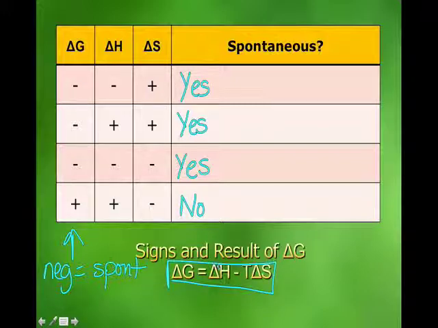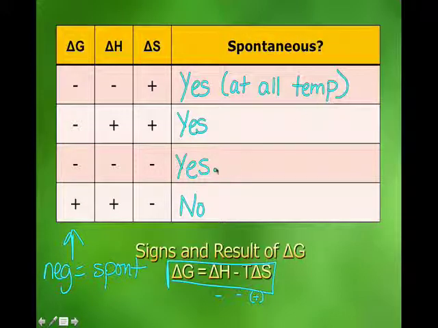If we look at this first one, delta G is negative, so it's spontaneous. But if we think of delta H and delta S here, delta S is positive. So if delta S is positive, no matter what the temperature is, I'm going to keep subtracting, and this is going to be a positive. So this is going to be a negative minus a positive, which is just going to make it more negative. So this is yes, and this is going to be at all temperatures. So no matter what the Kelvin temperature is, that delta G is always going to come out negative.